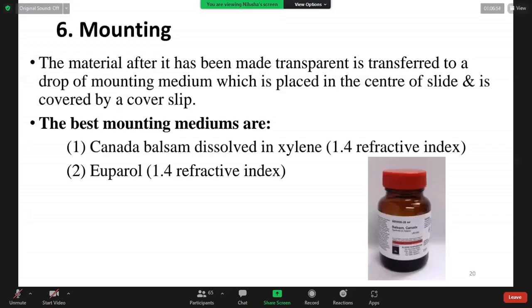After mounting and stitching, what is the next step? Labeling. Yes. In the label, what do you write? Scientific name, botanical name, genus, family, date of collection, place of collection, and collected person. Okay.